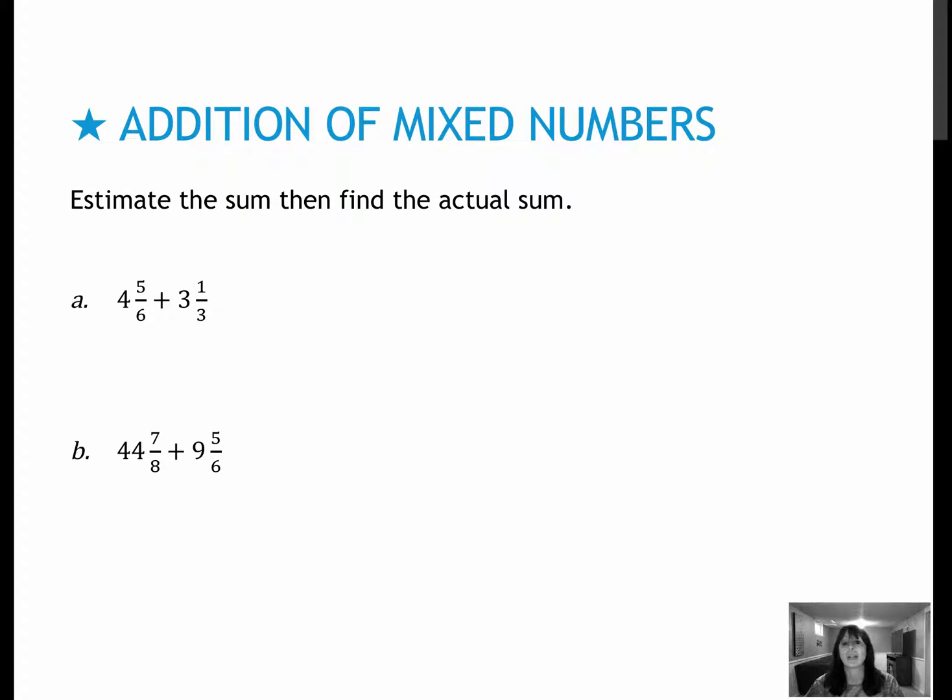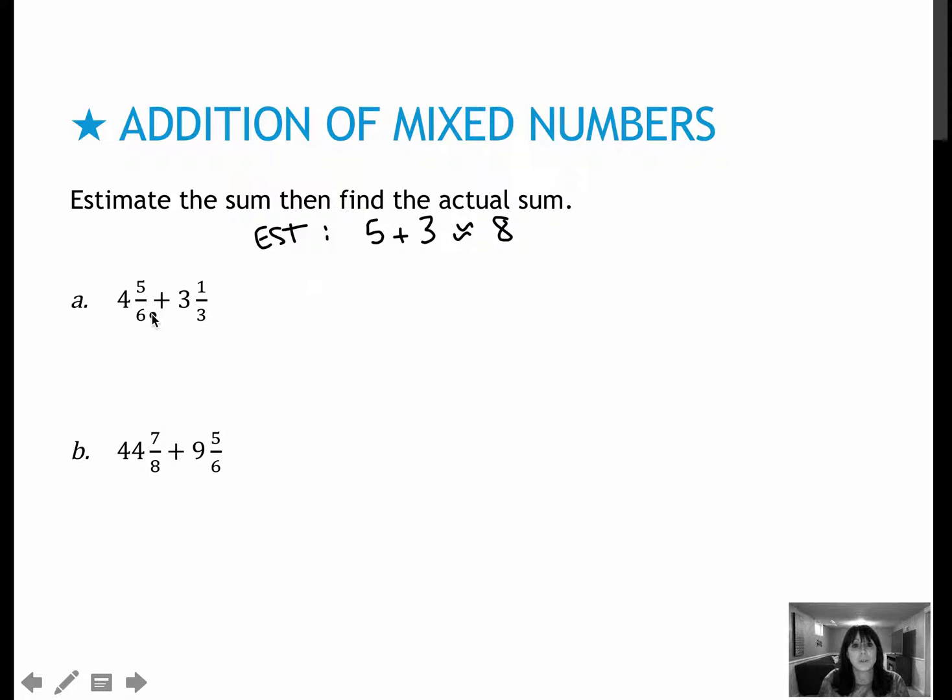For these questions, I would like you to estimate the sum and then find the actual sum for both. So for my first question, I am going to first estimate. And when I estimate 4 and 5/6, 5 is greater than half of 6, and so that's going to be about 5. And 3 and 1/3, 1 is less than half of 3, and so that's going to round to 3. And so I'm going to get 8 as my estimation for the sum. So it should be somewhere close to 8.